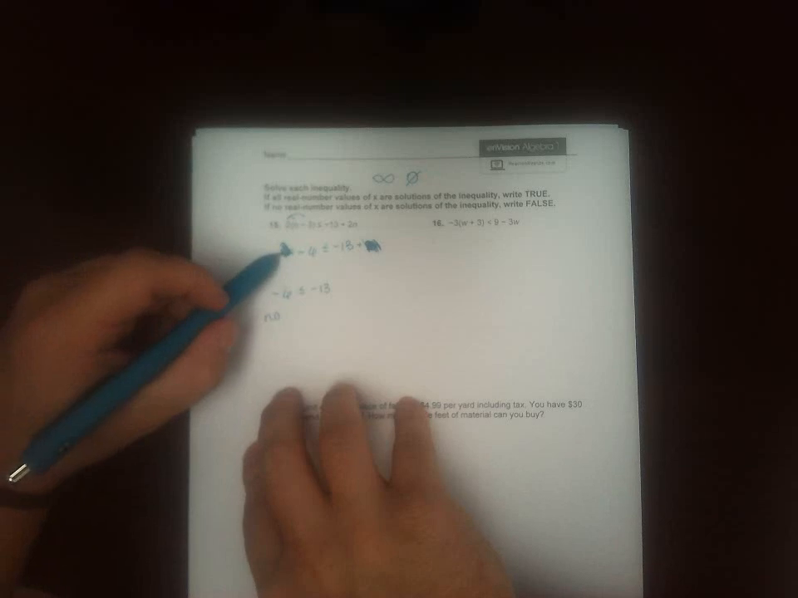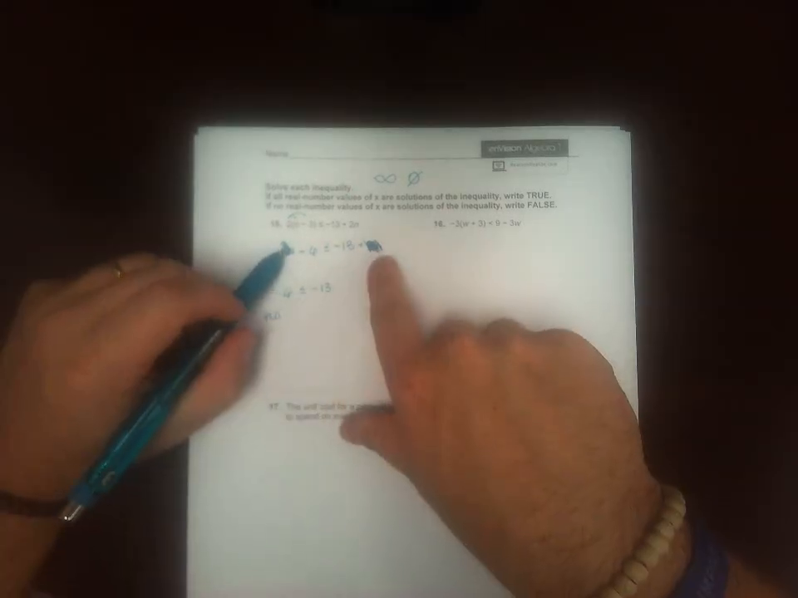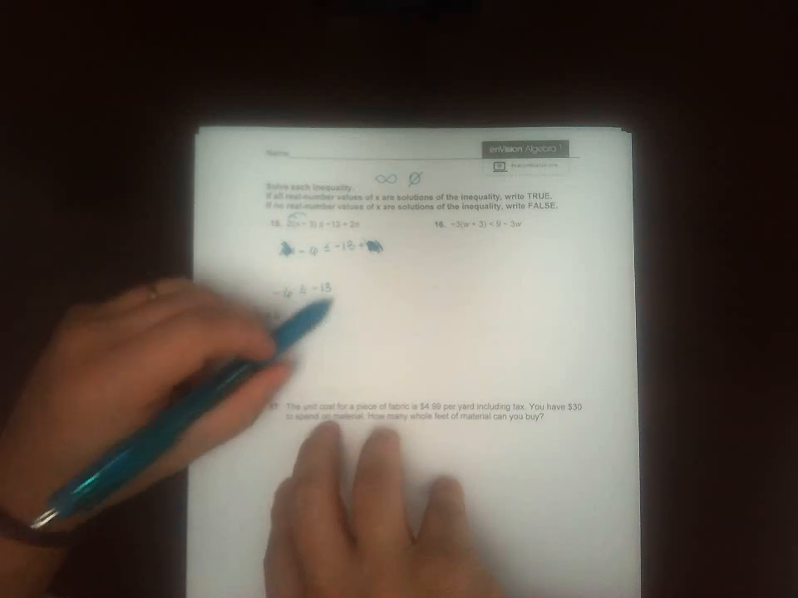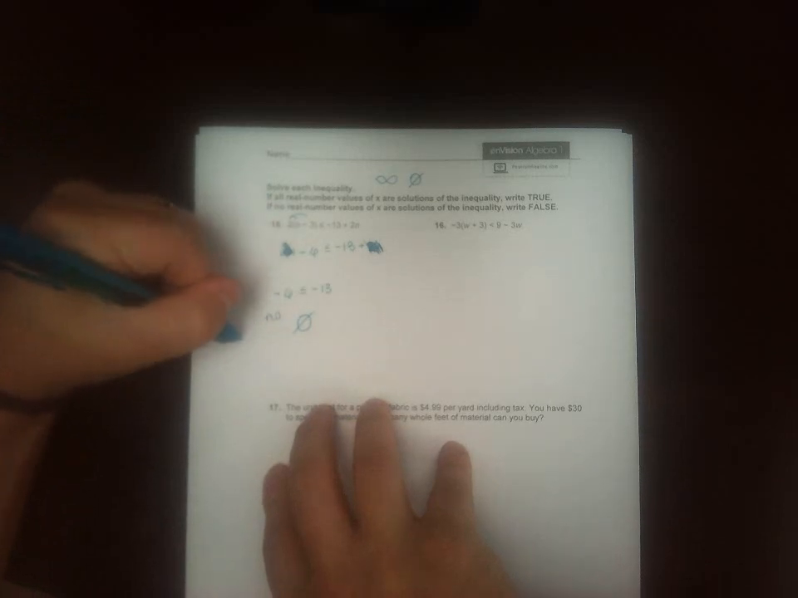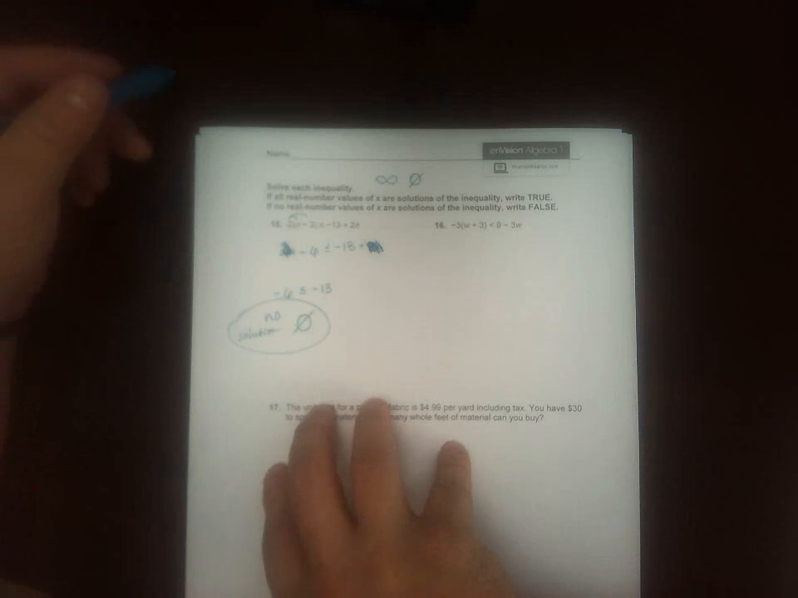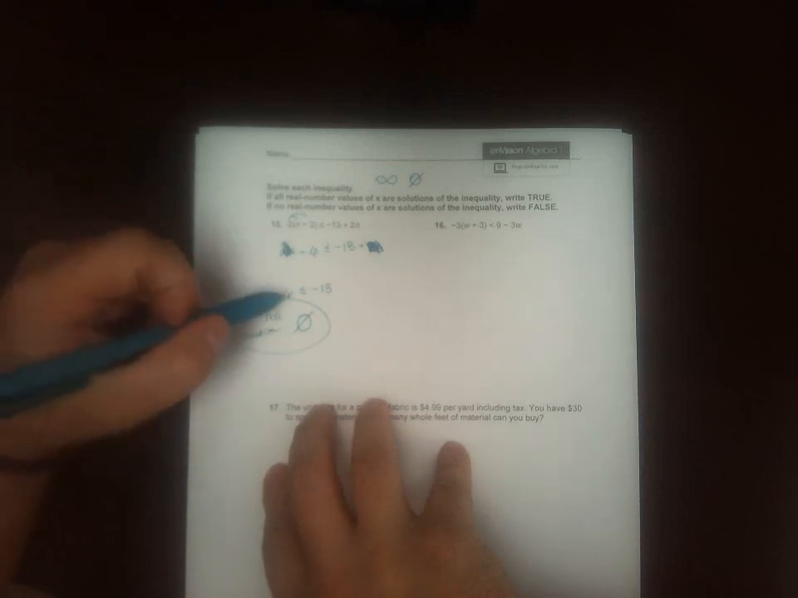So what I'm getting at is if your variables match, you can go and mark them out. If you're left with a false statement, okay, this is a false statement, you're going to say that this has no solution. No solution here, if you're left with a false statement. Now let's see what happens when you have a true statement.